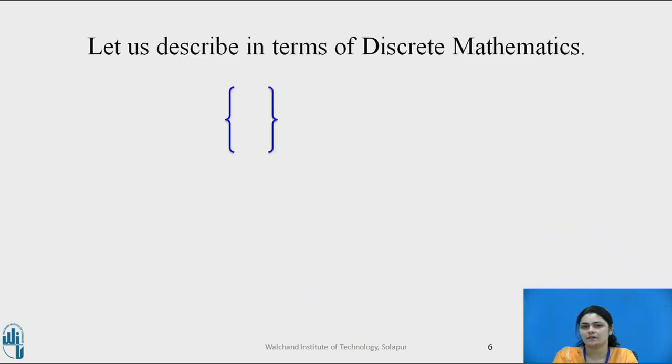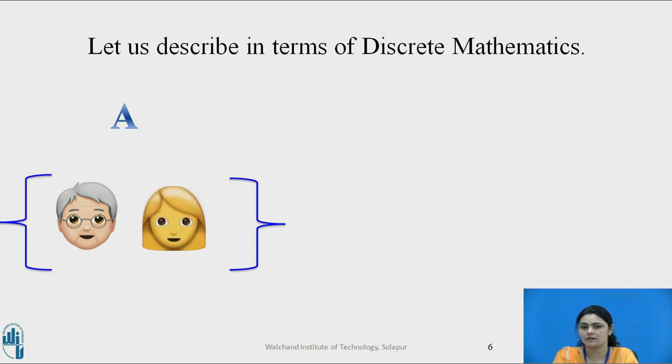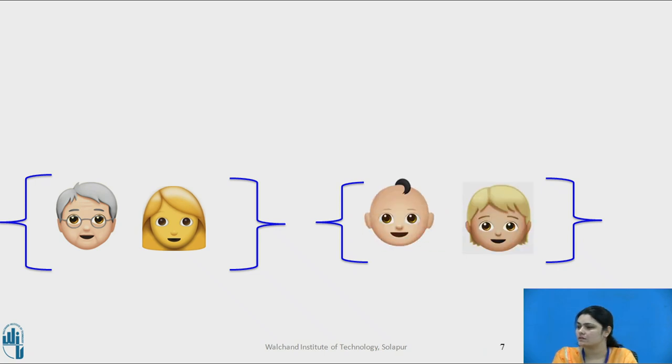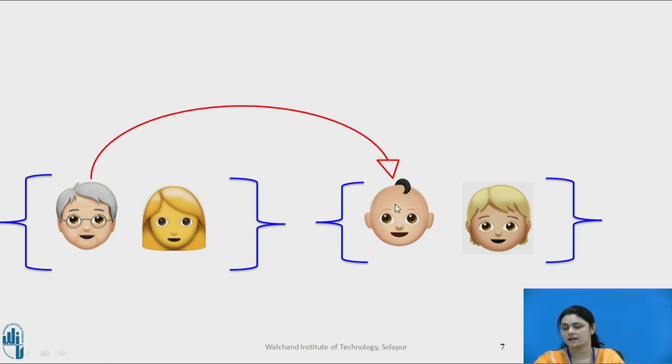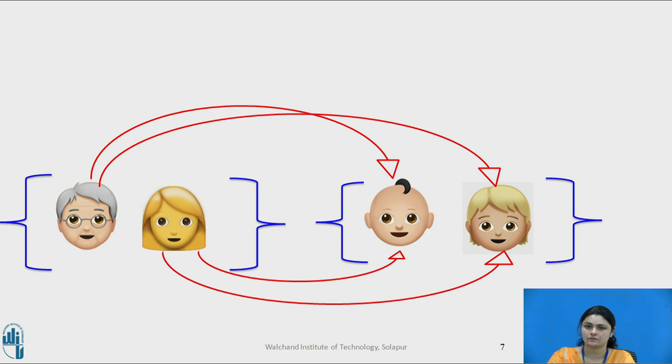Now let us describe this in terms of discrete mathematical structure. Consider a set A and let us consider another set B. In set A, let the elements be father and mother. In set B, let the elements be son and daughter. So here, we can say father can be related to a son. Father can also be related to a daughter. Mother can be related to a son. And mother can be related to a daughter.